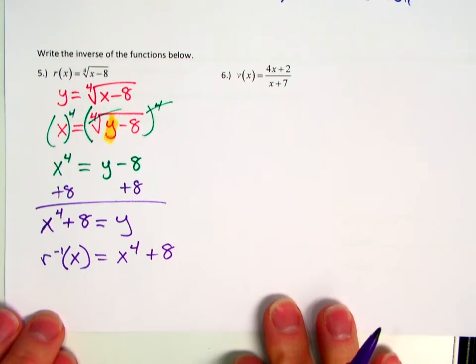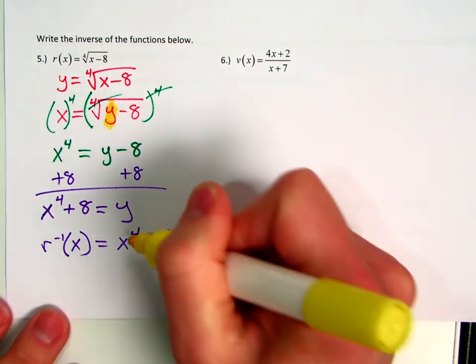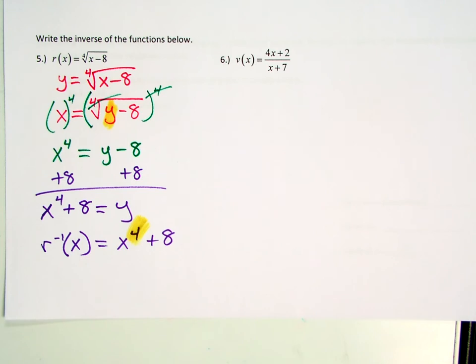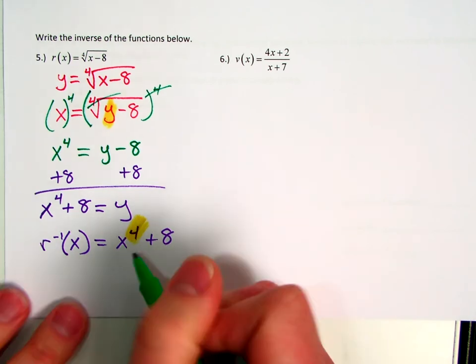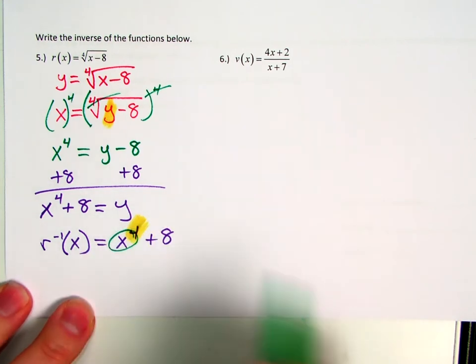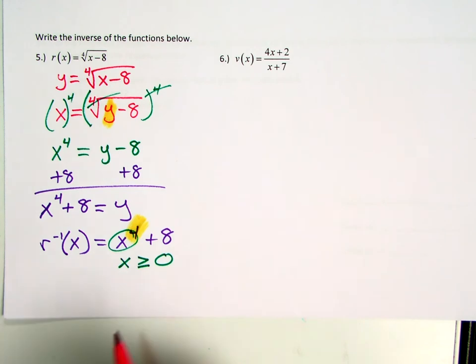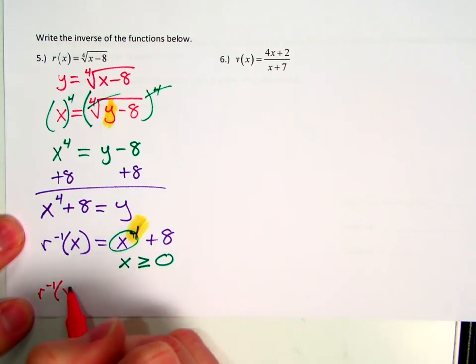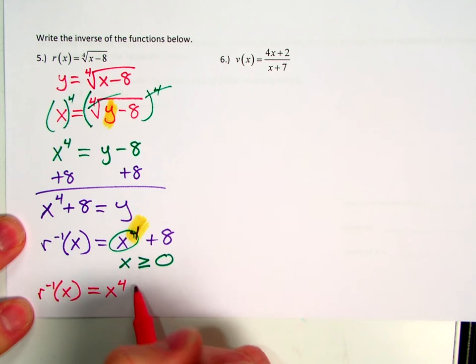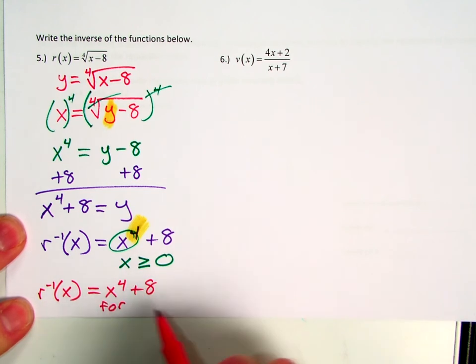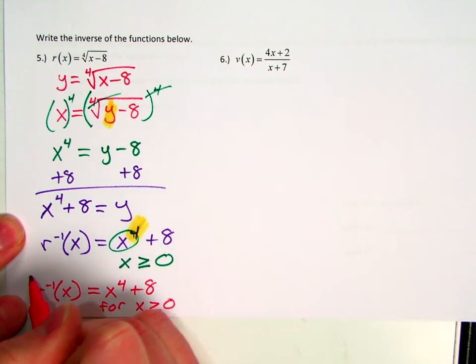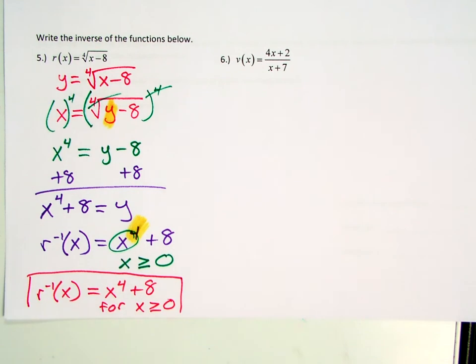Now here, you need to be really careful and remember, anytime you end up with an even root, you have to put a constraint on it. So what we do is we take whatever was raised to the even power, which in this case was just x, and we set that greater than or equal to 0. So my final answer actually is r inverse of x is equal to x to the 4th plus 8 for x greater than or equal to 0. If you forget to put the constraint on it, then that would be incorrect because it would be a function that would not have been able to be inverted.